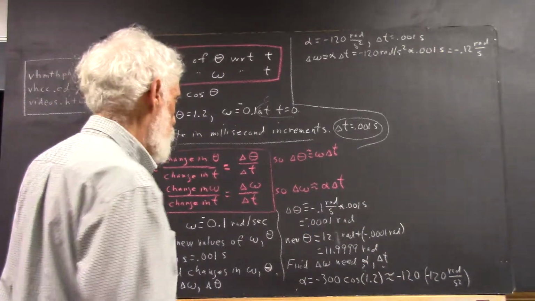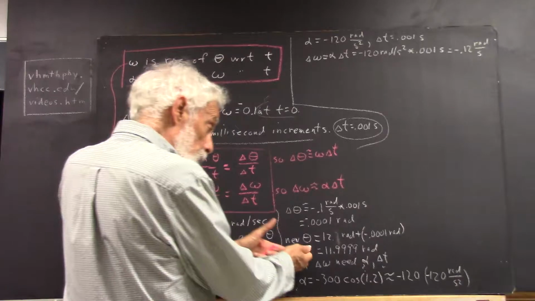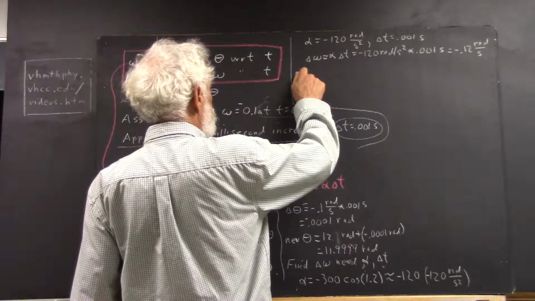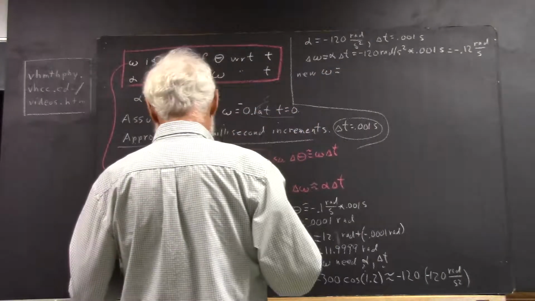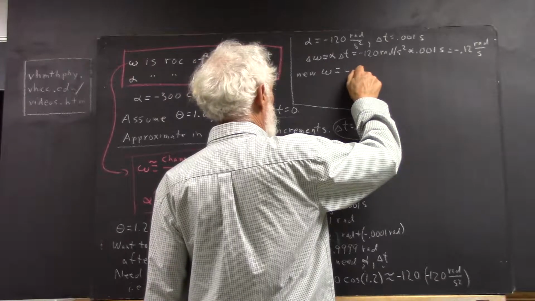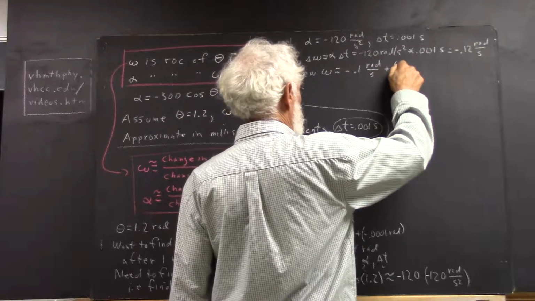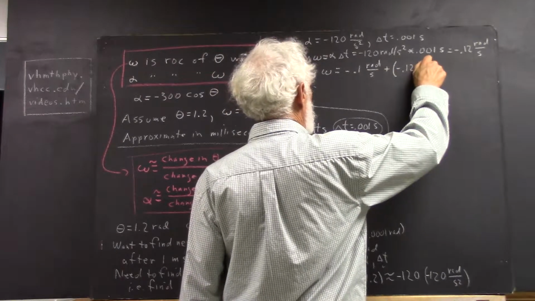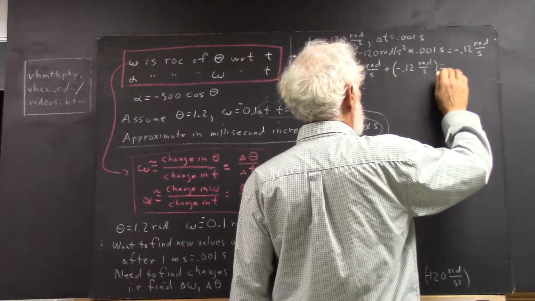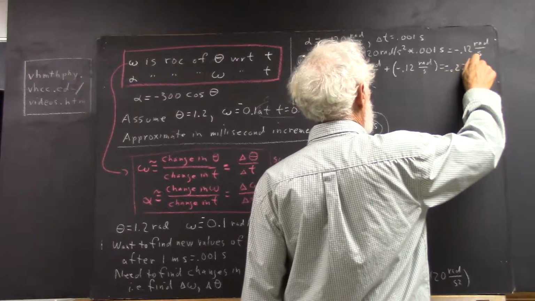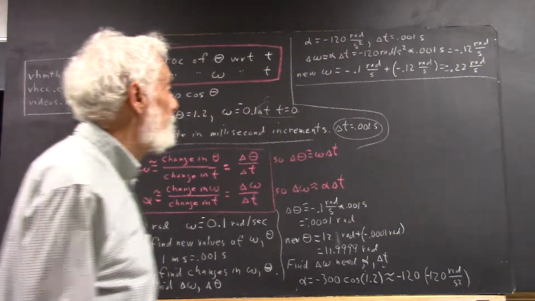And we obtained our new value of theta. We do the same with omega. So the new omega equals the existing value of omega, which is negative 0.1 radian per second, plus the change, which is negative 0.12 radian per second. And that gives us negative 0.22 radians per second.